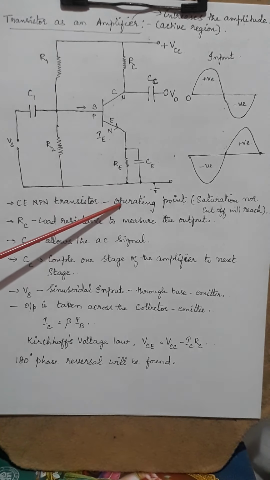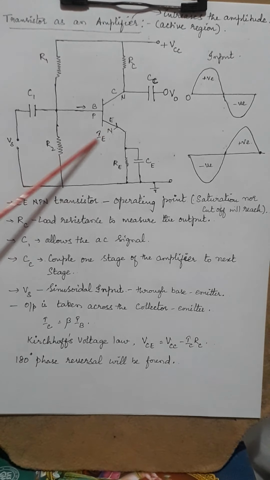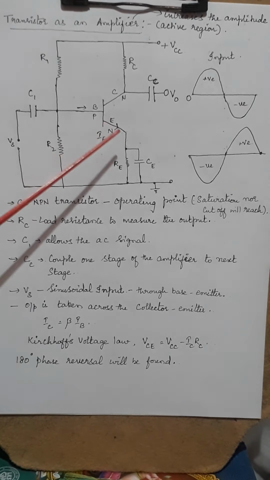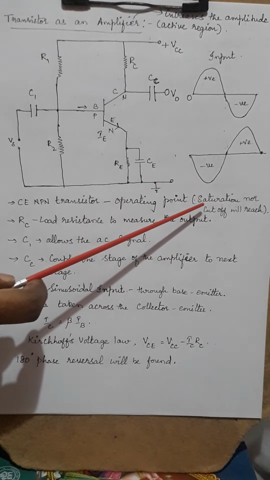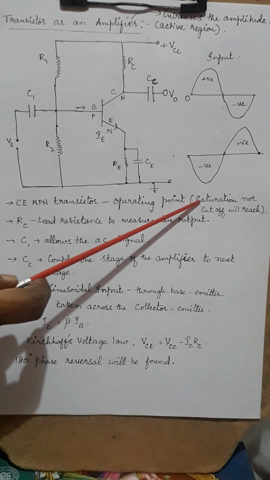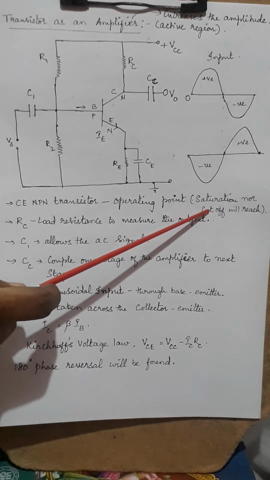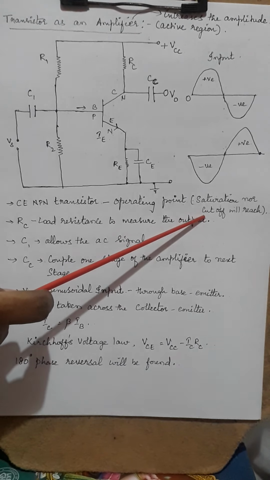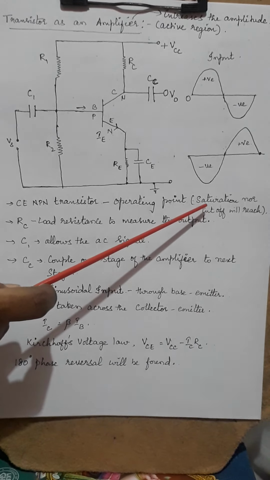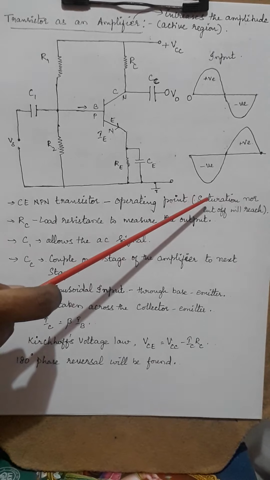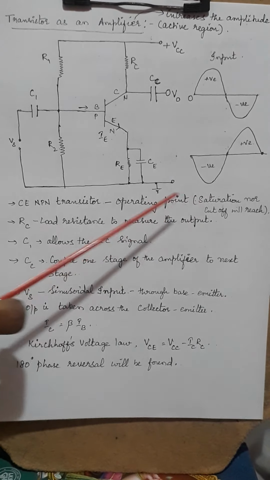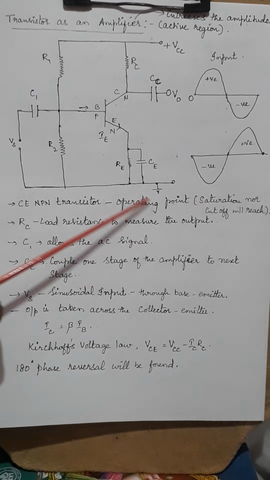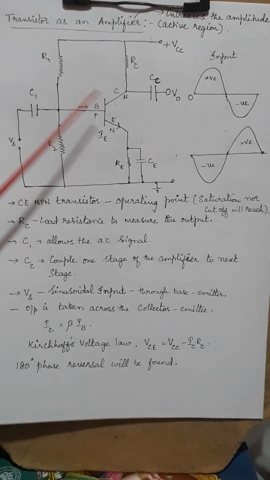Why? Because it has to always be operating in the right region. It should not go either to the saturation mode or to the cutoff region. It should always lie between the cutoff region and the saturation region, in its active region. That is why you fix an operating point in which this amplifier can work.